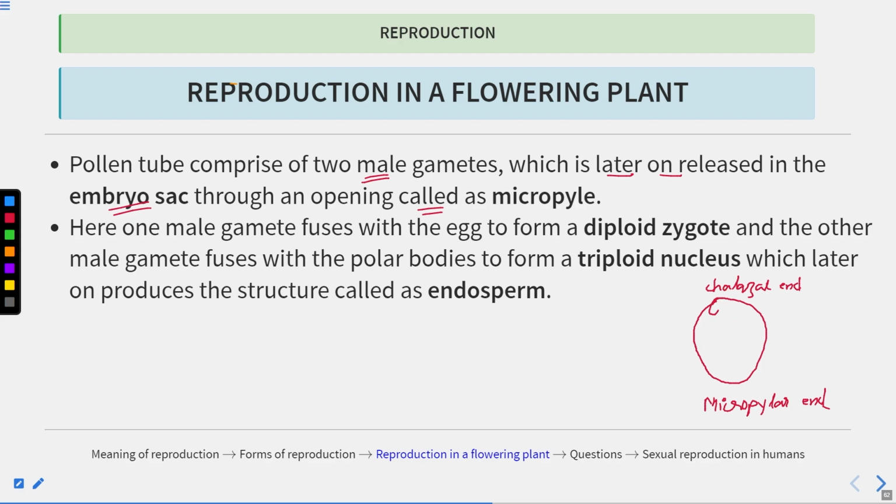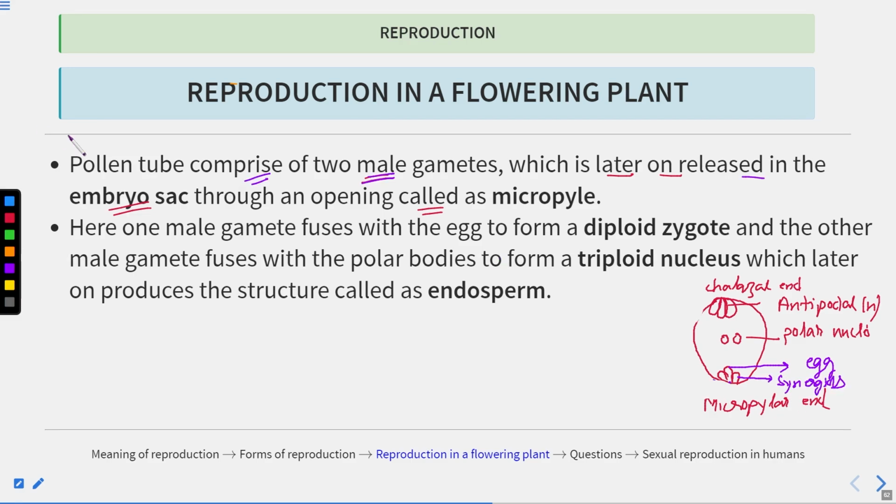At the chalazal end, you have the three antipodal cells, which are haploid. In the center, you have the polar nuclei. And at the micropylar end, you have the egg cell as well as the synergids. The upper center one is known as the egg cell, and these two are known as the synergids.